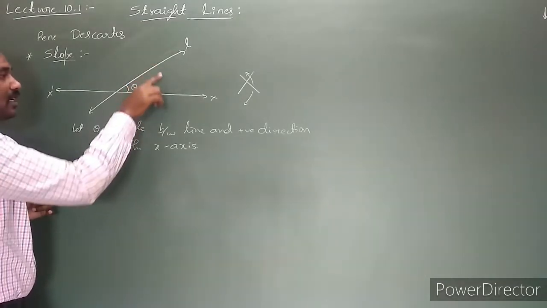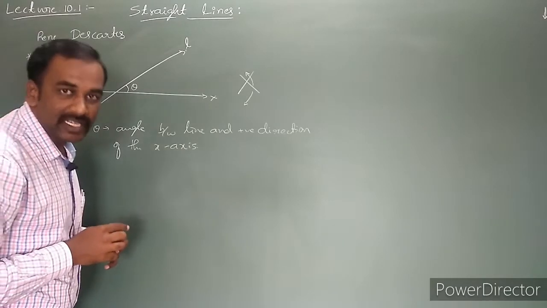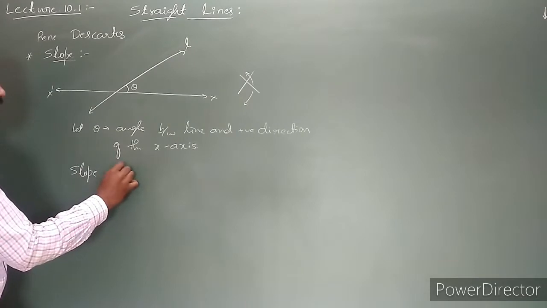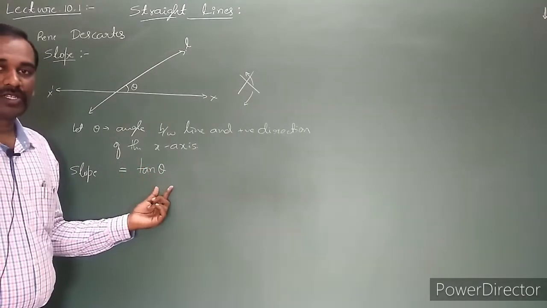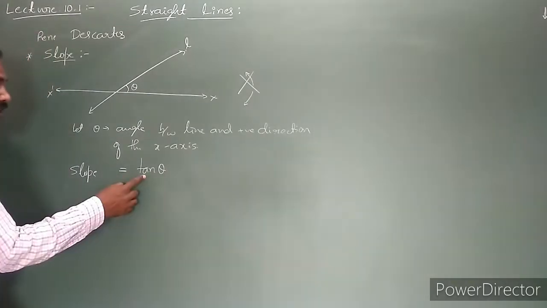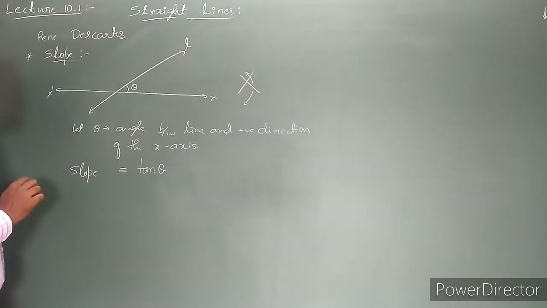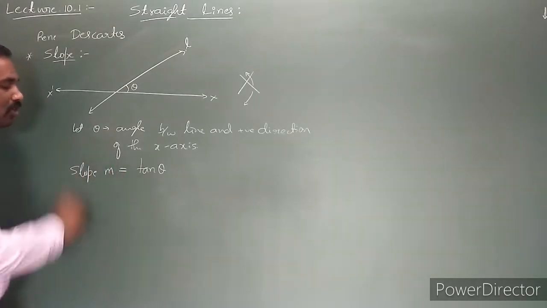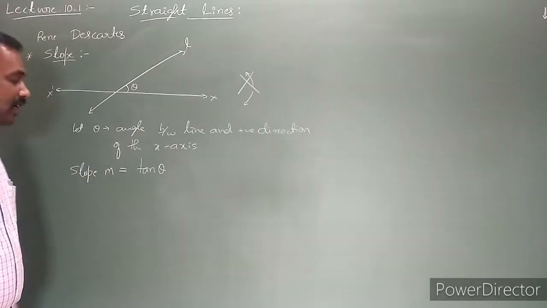Let theta be the angle between the line and the positive direction of the x-axis. Then the slope of the line is given by tan of theta, the tan ratio of that angle. What is the slope of the line? Slope of the line is defined as tan of theta, where theta is the angle between the line and the positive direction of the x-axis. Slope is always denoted by a small letter m.